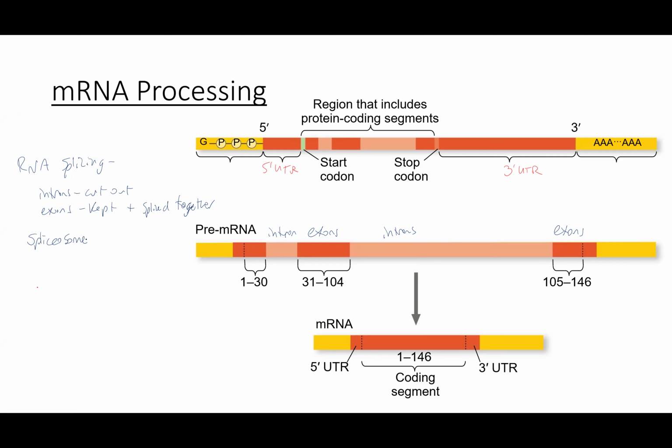Okay, the spliceosome is a conglomeration of both proteins and some RNA molecules. So you have some proteins and some RNA molecules that are able to actually cut out pieces of the pre-mRNA and then join together these dark orange sections, which are the exons, which are the sections that are needed. So the spliceosome binds to the ends of an intron and then catalyzes the splicing.